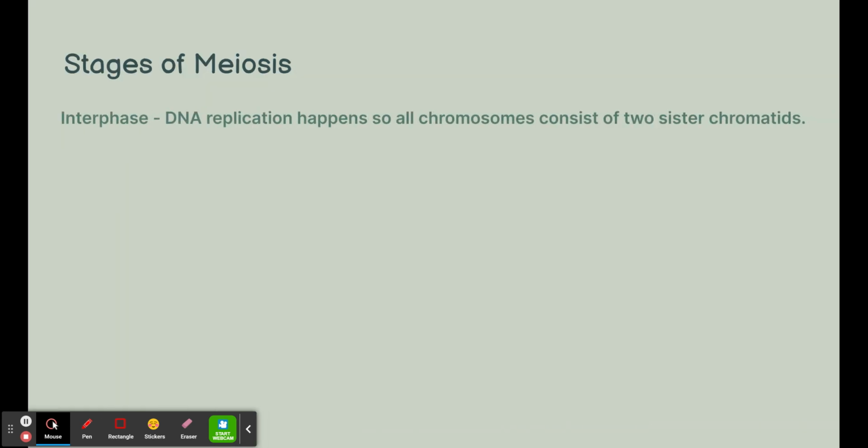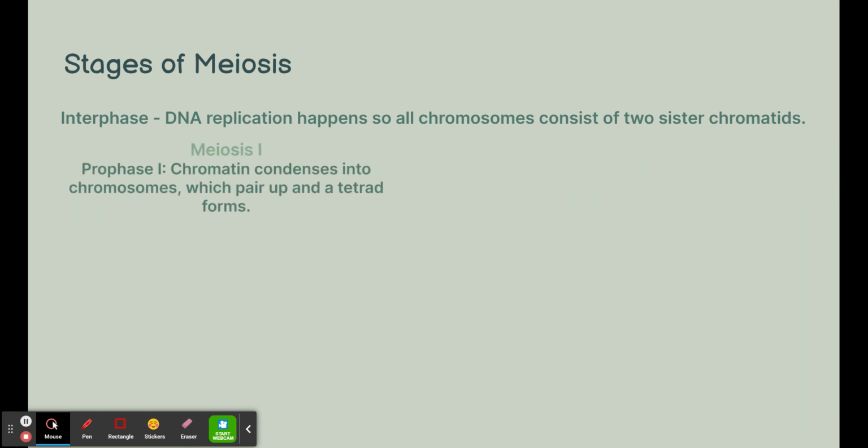So, like I said, meiosis happens twice. So, there's meiosis one and meiosis two. But before you can get to meiosis one, you have to go through interphase, which is when the DNA replicates so that all chromosomes consist of two sister chromatids. And so, in meiosis one, one of the most important phases is prophase one. This is when the chromatin created in interphase condenses into chromosomes, and these replicated chromosomes pair up into a tetrad.